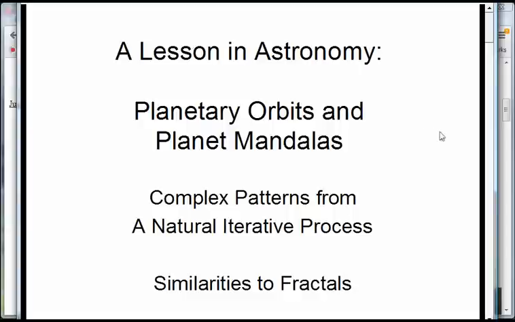The orbits of the planets are a natural process. It's part of nature. And it's an iterative process in the sense that it repeats. Iterative means repeating, basically. So the planets go round and round the sun. And so this natural iterative process that creates beautiful patterns has some similarity to the concept of fractals. This is what we'll be covering in this lesson.